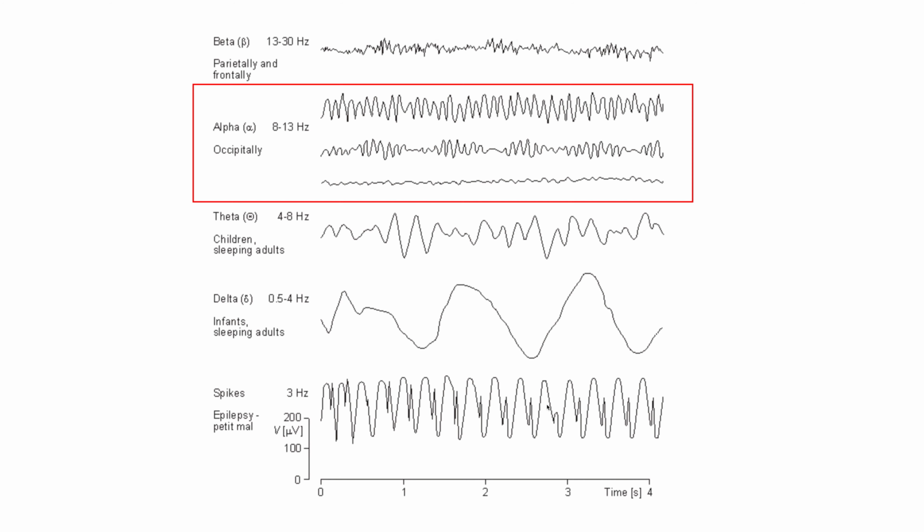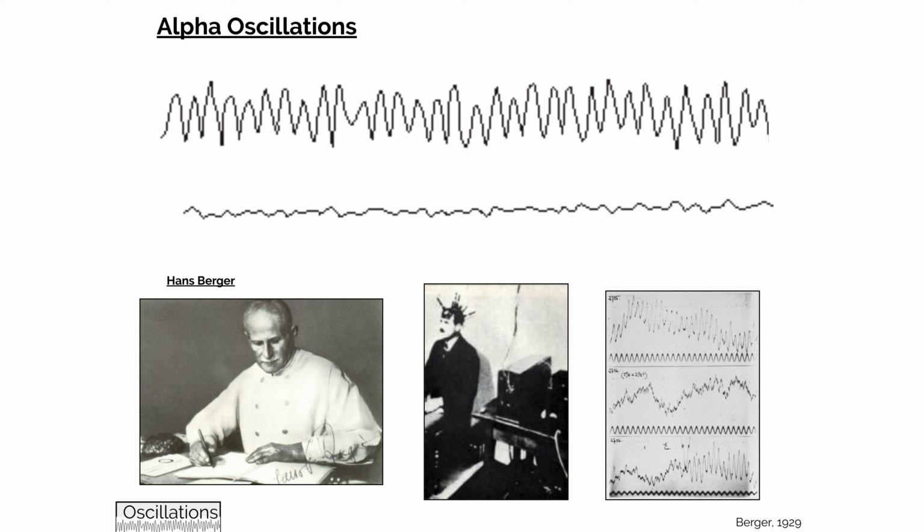Okay, one more video here. So these alpha waves were the first to be discovered. That's why they're called alpha. They were discovered by Hans Berger, as we mentioned in class, in his secret laboratory where he was trying to investigate the biological underpinnings of telepathy.